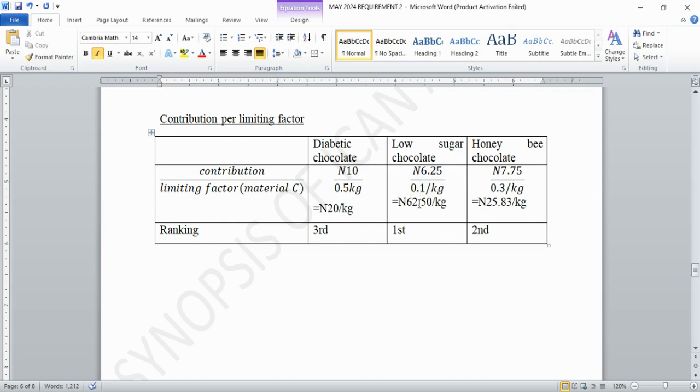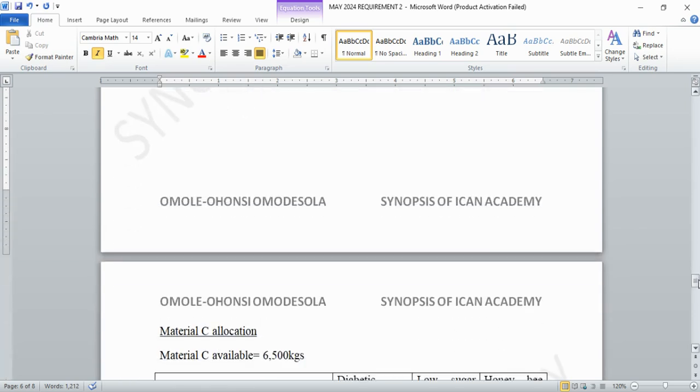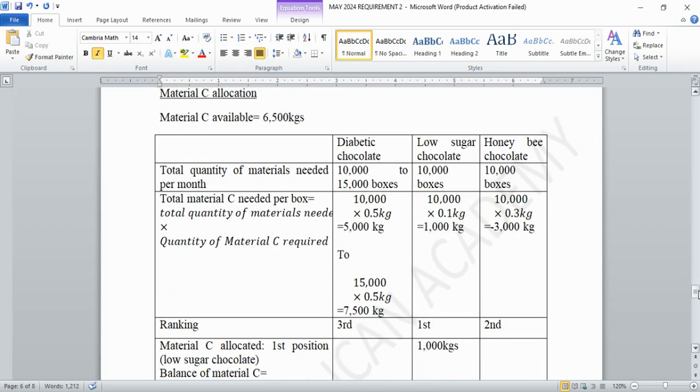So that means we'll produce low sugar first. Then, if any material is remaining, we'll move to produce honeybee. Then the remainder, or whatever is left, we'll use to produce diabetic chocolate. So even though it gives the highest contribution, it still ranks last. So now we're told that material C has a limited capacity of 6,500 kg.